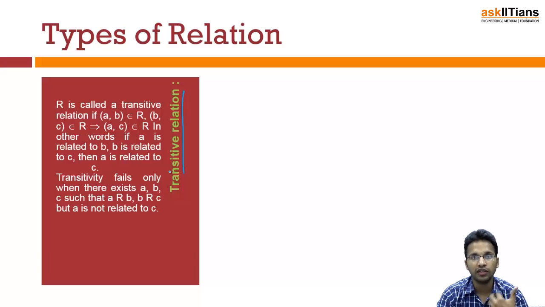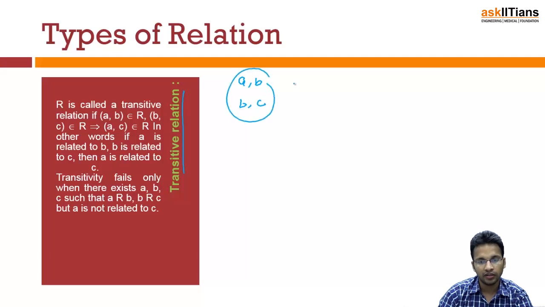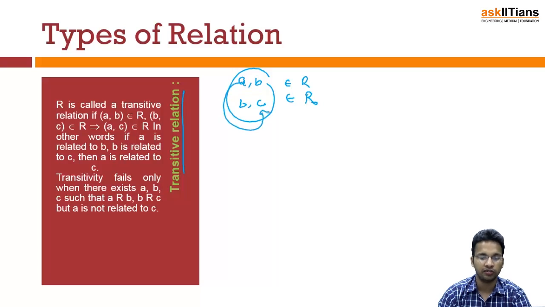Reflexive means the reflection should be present. Symmetric means there should be symmetry, like if this is related to this, then this should also be related to this. That's how the symmetry goes. Now transitive means that if there are two pairs like this, (A, B) and (B, C), both belonging to R, then for the relation to be transitive, A should be related to C.